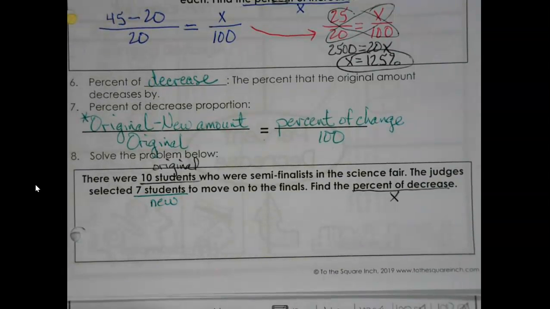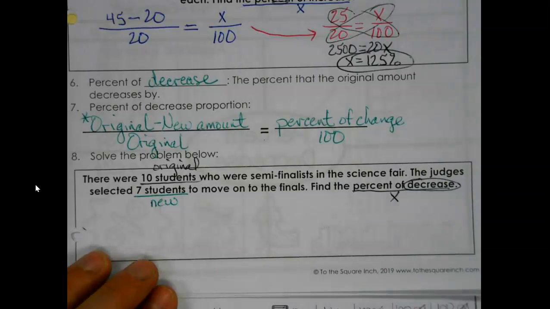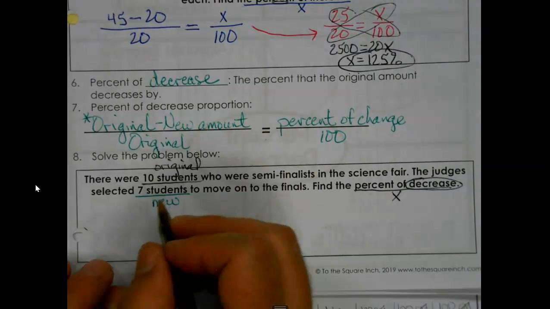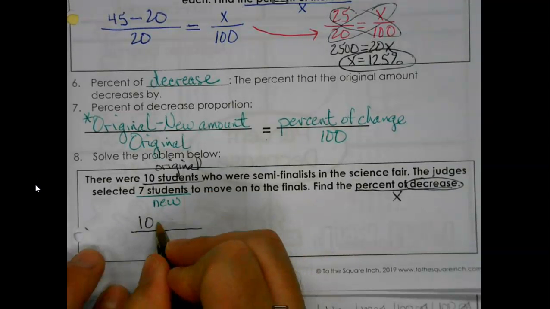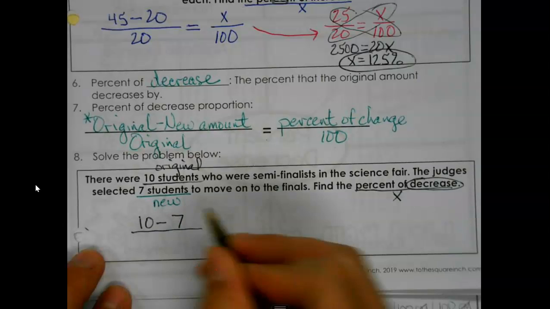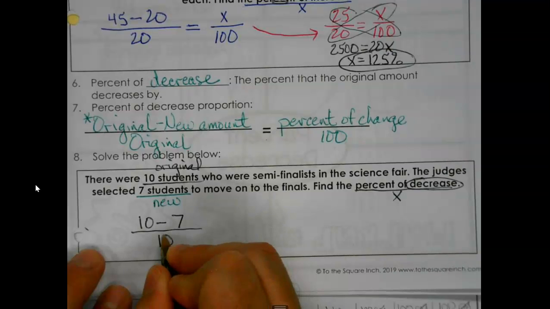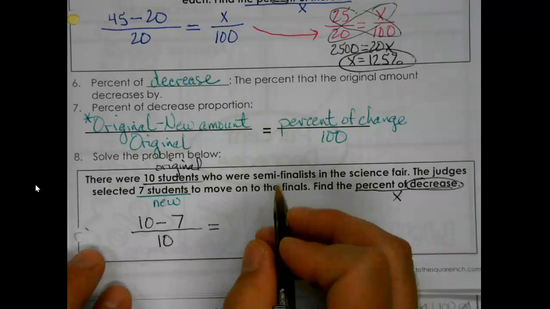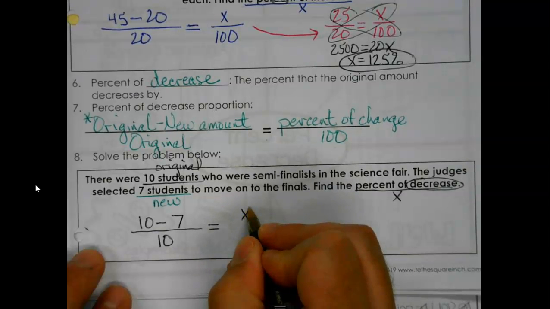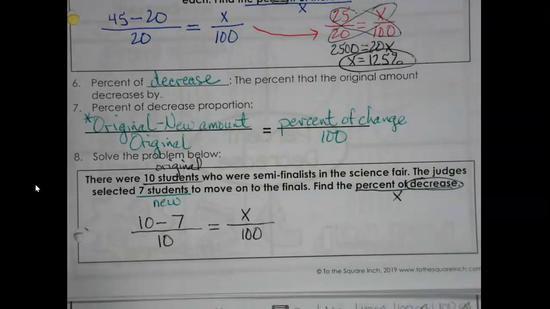So labeling can help too sometimes if you're not sure on something. But always looking for the words decrease or increase right in the problem can be helpful. So we got our original 10 students minus our 7 students that are going to get to the finals, divided by our original. That was the same in both. And then we don't know the percent of change, in this case decrease, over 100.